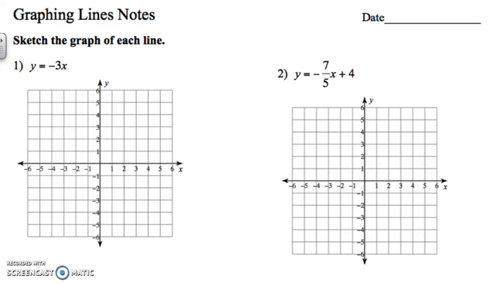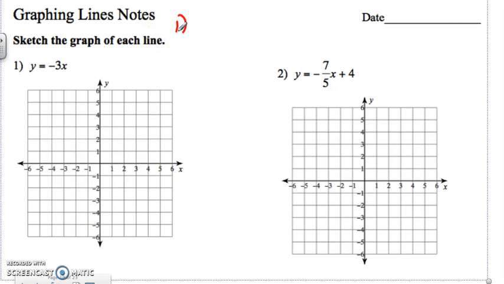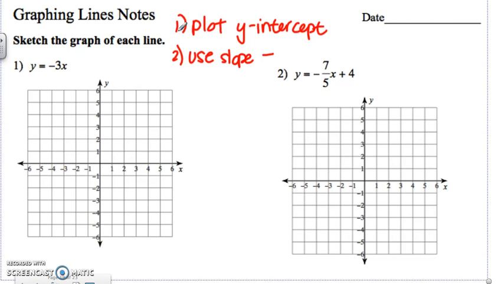Alright, so this is a video on how to graph lines in slope-intercept form. So the first thing you have to do is plot the y-intercept. So that's going to be your starting point, is the y-intercept. The second thing is use the slope to graph points. And then your third thing is to connect those points and to draw the line.